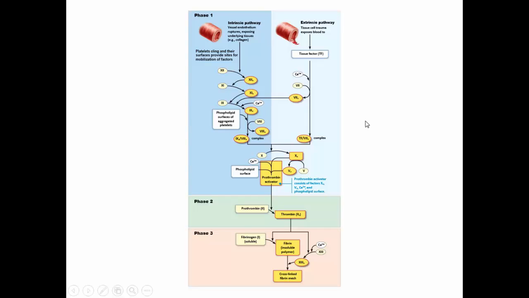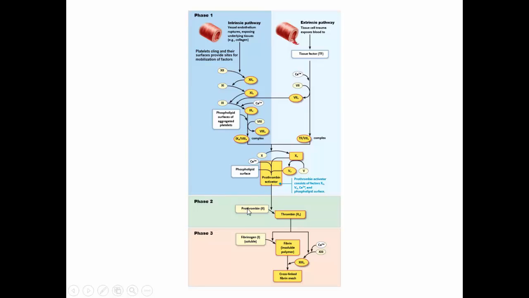As we look at the cascade, in the intrinsic pathway, the damaged blood vessel starts this activation of factor 12, which activates factor 11, and so on down the line. On the extrinsic side, tissue factor activates factor 7, and so on down the line. This is called a cascade because we have to activate one thing to activate the next thing in line. Both come together at this common pathway, which ends in prothrombin activator. So phase 1, no matter how we get there, ends in prothrombin activator.